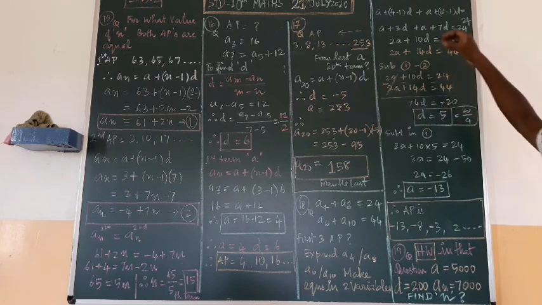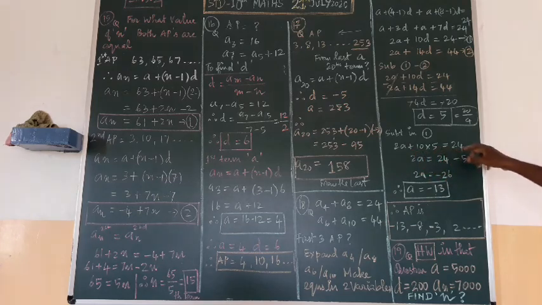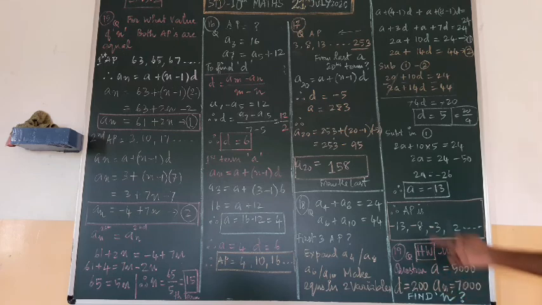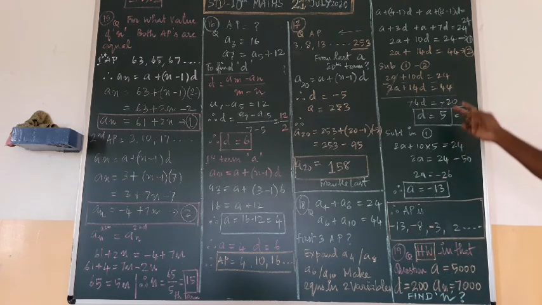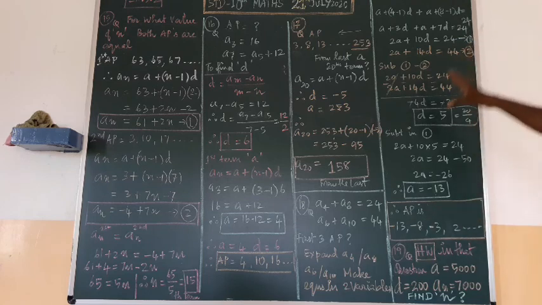Take this d and substitute in any one of the equations and find a. I am taking the first equation: 2 into a plus 10 into 5 equals 24. I am shifting the number and the variable. So 2a equals minus 26. Therefore a equals minus 13. Therefore your arithmetic progression is: minus 13, then the difference is 5, so minus 8, then minus 3, it will be increasing. Okay. So up to this one I have completed the 18th question.